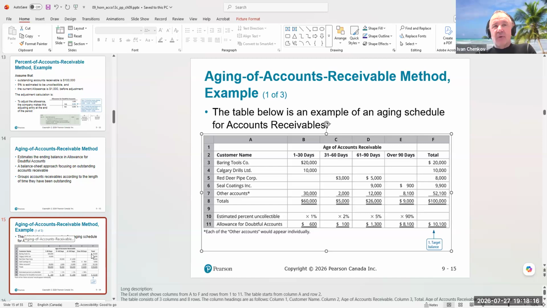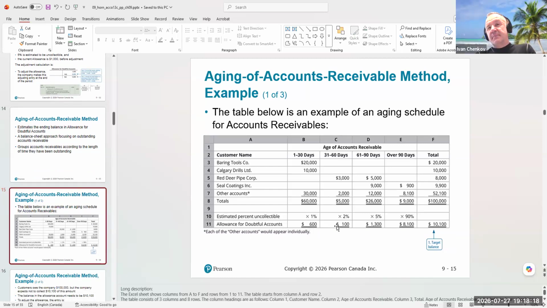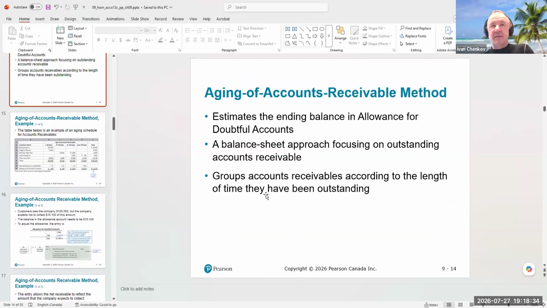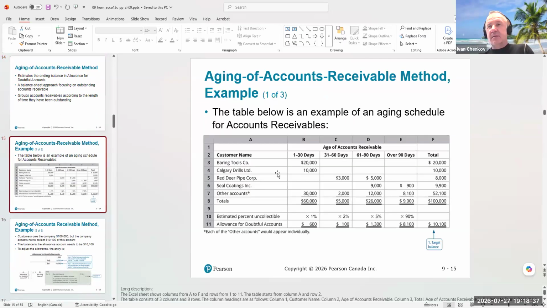So once you do that calculation, you're going to calculate how much the accounts receivables are under each column of the aged accounts receivables. You're going to accumulate all the totals, and that gives you the balance of the allowance for doubtful accounts. As you can see, in our case we calculated that the balance is $10,100. That means we have to make a bigger adjustment than in the previous case.